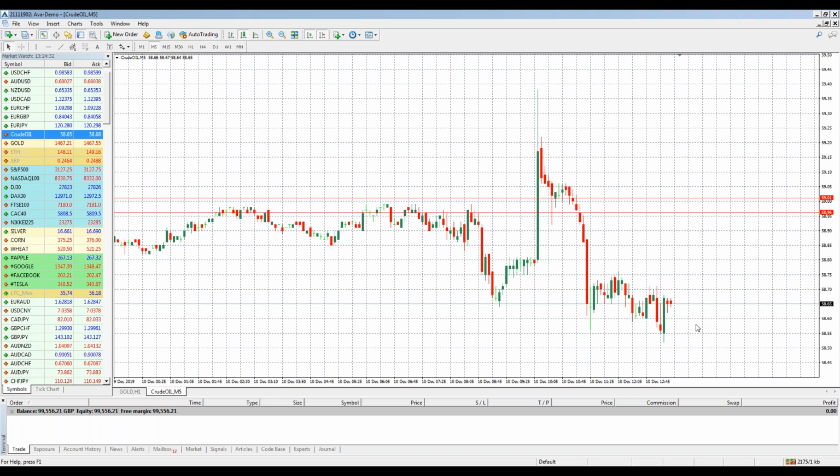What do you make on a one lot position if it drops 50 cents? 1,000 barrels in one lot. 50 cents drop. That's 50 cents per barrel times 1,000. 500, right? You just made $500 in this one move down.